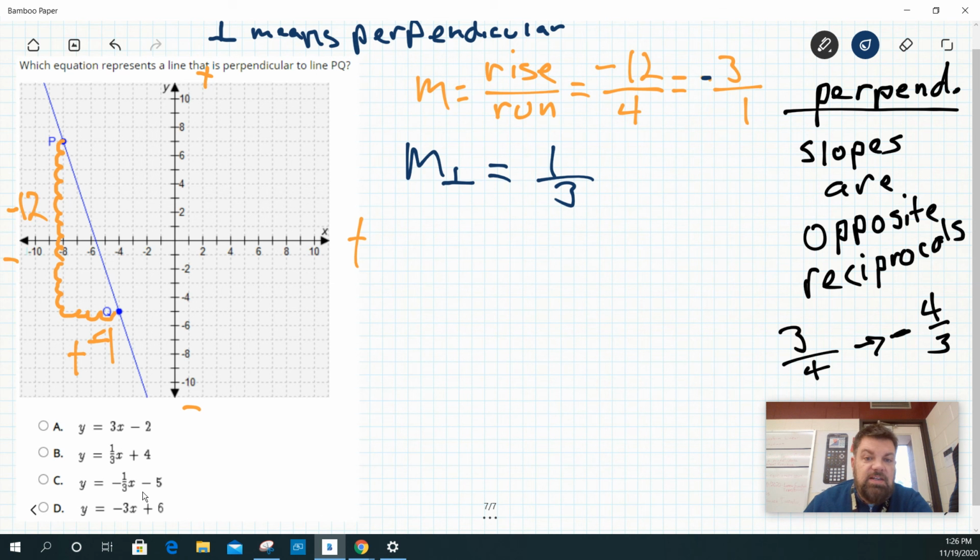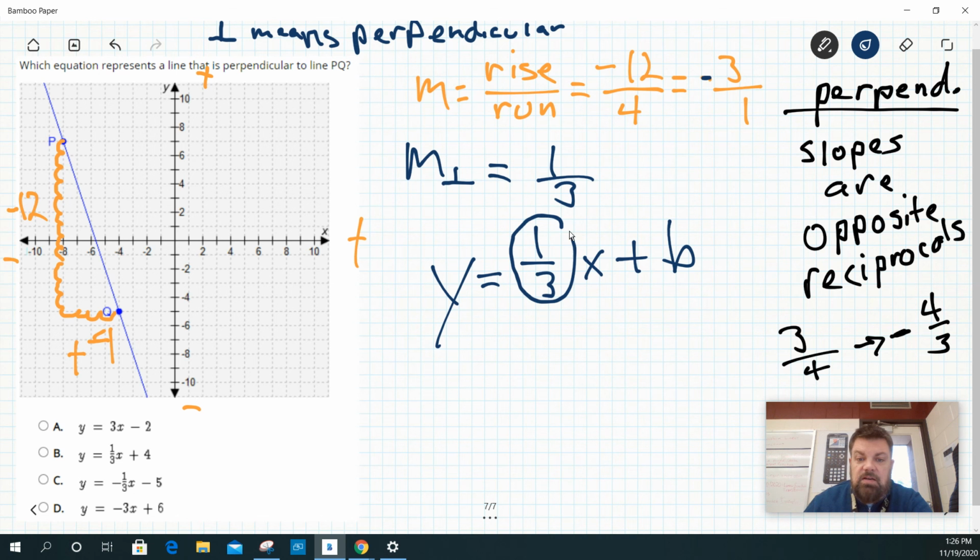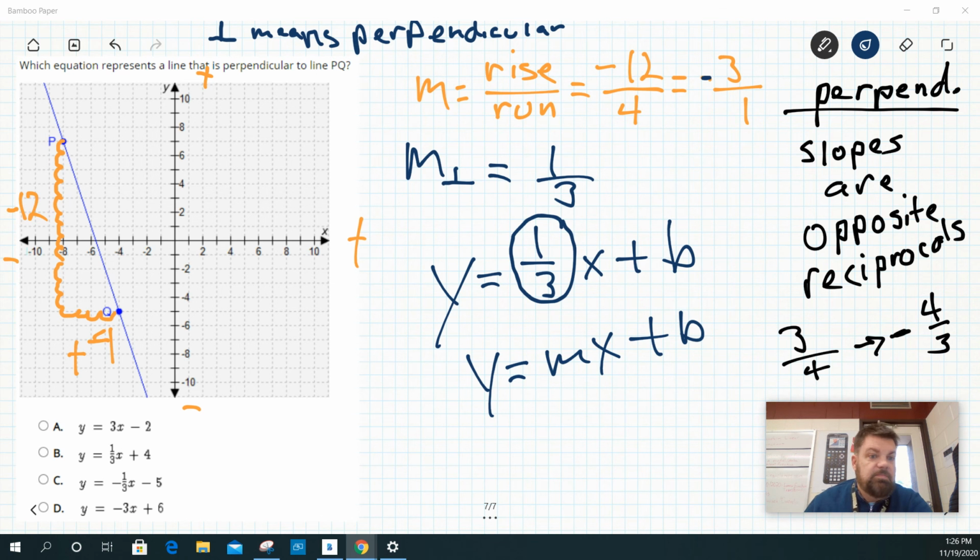So I'm looking for one of these that has that slope. And remember, we're talking about y equals 1/3 x plus b. You know, like it's m, right? So the m would go there, because we're used to seeing y equals mx plus b. But what is the slope of the perpendicular line? Well, it's going to be a positive 1/3, right? So it's this one right here. Does anybody have any questions on that one?